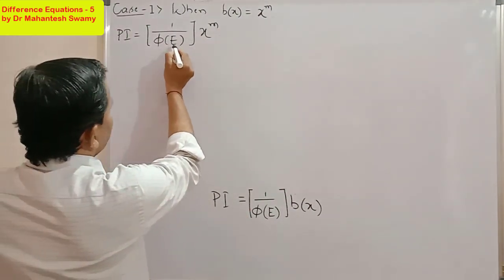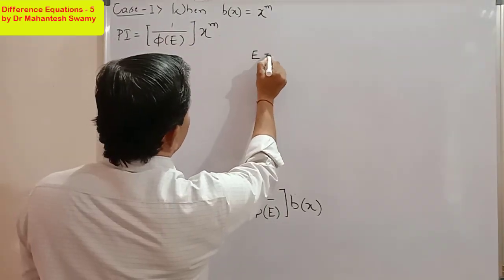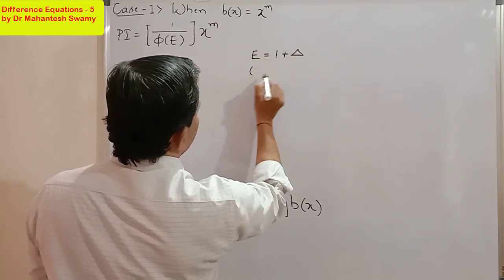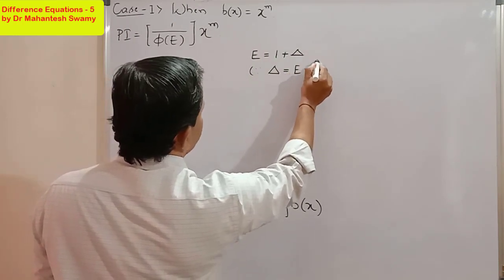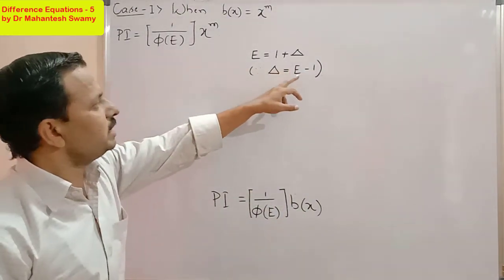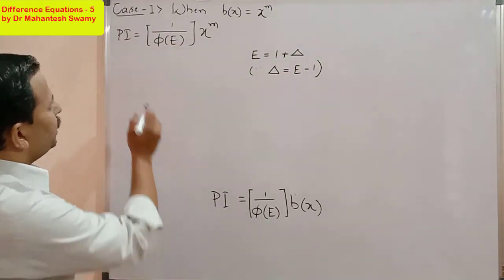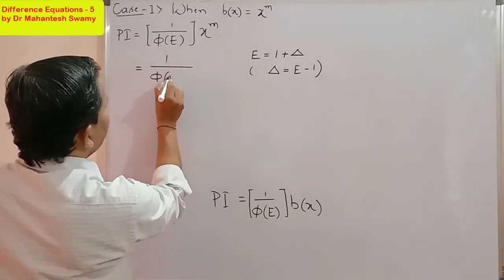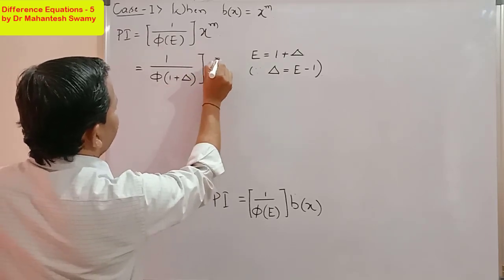Now we have to use one important thing. What is that? E equals 1 plus delta. This is because we know that delta is equal to E minus 1, therefore E is equal to 1 plus delta. We are going to substitute it over here, therefore it becomes 1 divided by phi of 1 plus delta operated on x to the power m.